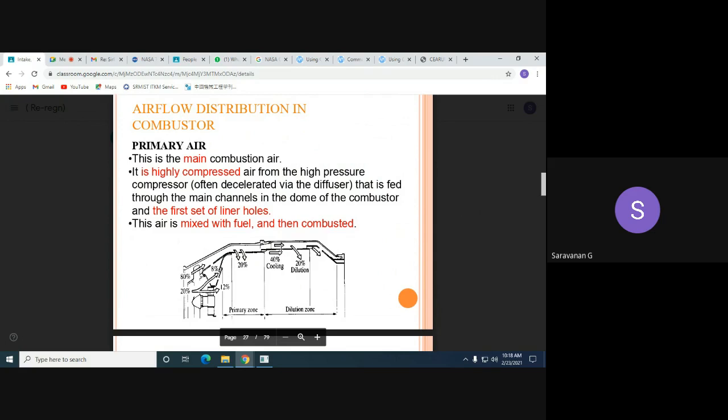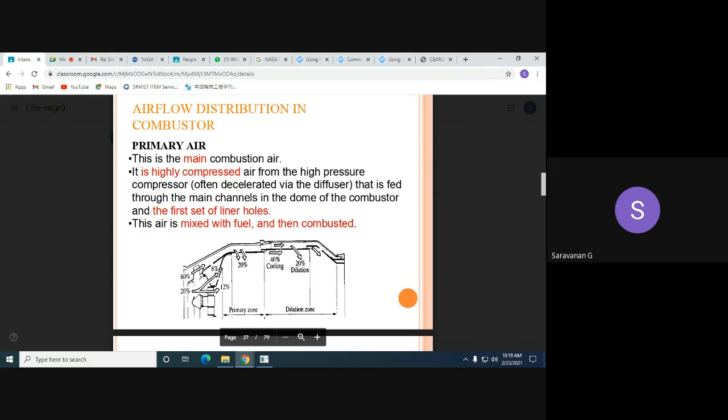That air is spread to the main channels in the dome of the combustor and the first set of liner holes. The air from the compressor is decelerated by the diffuser, then flows into the main channels in the dome of the combustor and the first set of liner holes. This air is mixed with fuel and then burned in the combustor.